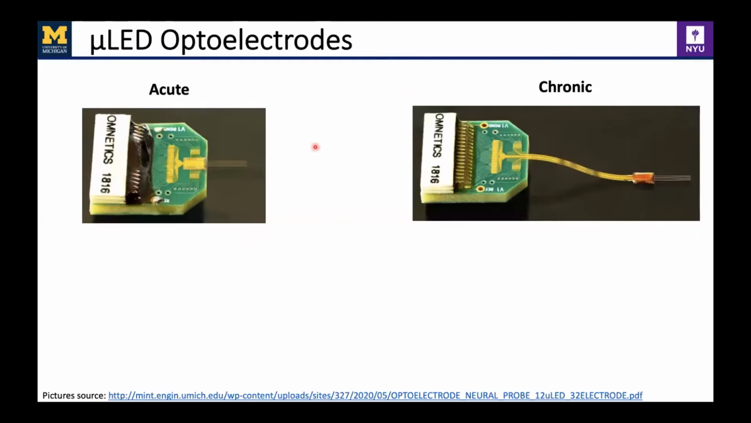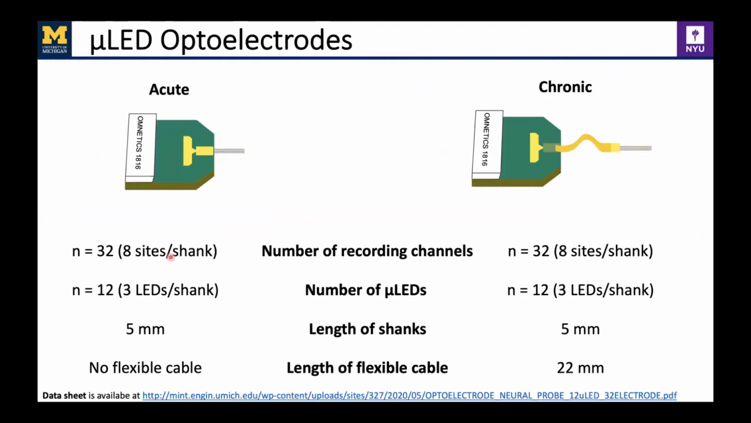But what is a micro-LED optoelectrode? We have 2 options. One is the so-called acute probe, and the other one is the so-called chronic probe. The features for both of them are 32 recording sites, 8 sites per shank. Both of them have 12 micro-LEDs, 3 LEDs per shank. The length of the shanks is 5 millimeters, which is great for most rodent experiments, but it's quite short for primate or bigger animal experiments.